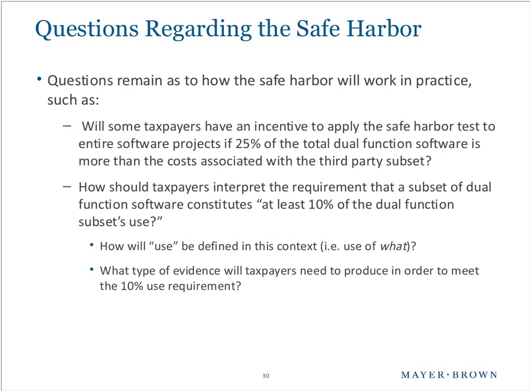Again, the safe harbor is going to have questions about how it will work in practice. One question I have is just whether or not you want to look for a third-party subset or whether you just want to rely on the safe harbor. If you think your costs attributable to the third-party subset are going to be less than 25% of the whole, it may make sense not to undertake the effort to try to find a third-party subset in the first instance. Then, of course, there is the question of how you're going to determine whether or not 10% of whatever the dual function portion of the software is being used by third parties.